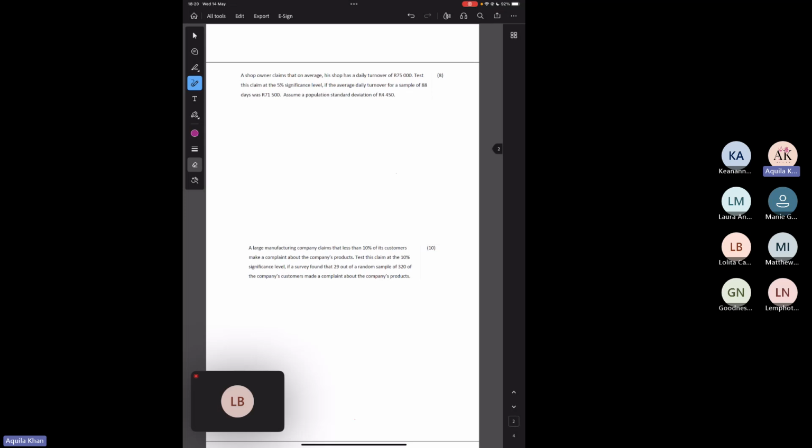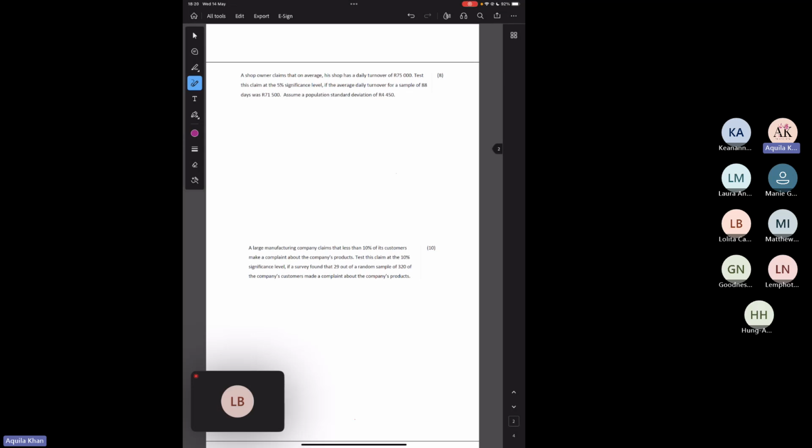All right, so let's look at the first question and highlight important bits of information, write down anything that will be necessary in the calculation, and then start to work with the steps. So it says that a shop owner claims that on average, so again, the moment you see the words on average, it immediately says to you, I am working with a mean. So we know that we're working with a mean, and I'm just going to write that at the top here.